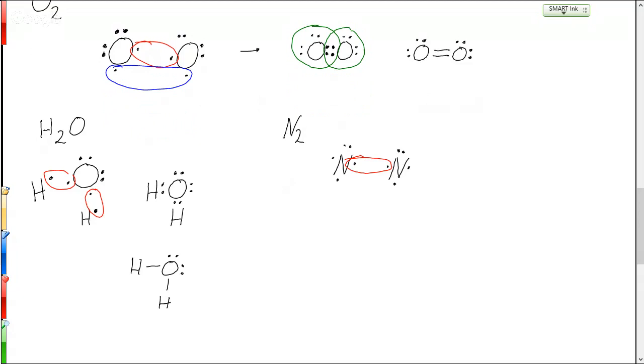Yeah, we've got to make 3 pairs. So we're going to connect those 2. We're going to connect these 2. And we're going to connect these other ones over here. 3 pairs of electrons that we've made between those nitrogens. So to redraw that, we put those 3 pairs right here.